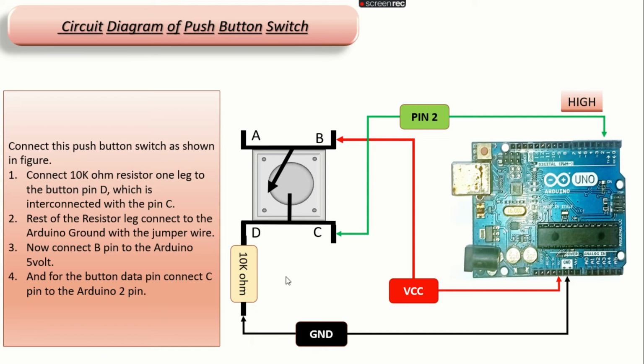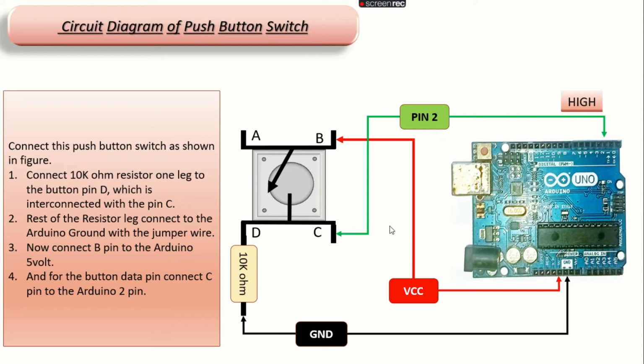So connect all the pins as shown in the figure. This is the VCC, it is going to the Arduino 5V, and from this resistor one leg is connected to the Arduino ground, and another short pin is connected to the Arduino second pin. If I press the button, then it's going to high value. If it's not pressed, then it's going to the low value.